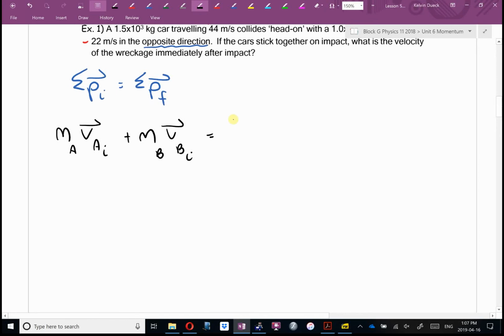How will I write that? It's going to be the mass of car A plus the mass of car B in brackets V final. Ty, what did you say we're trying to find? Are you lazy but organized? Say yes.